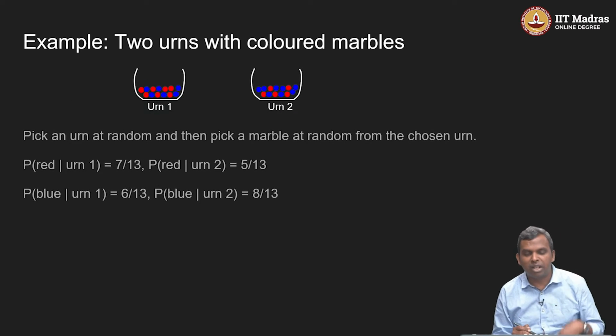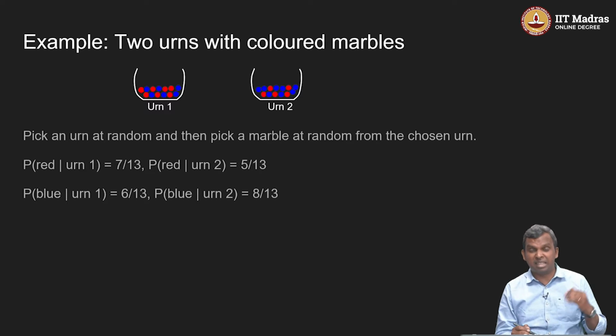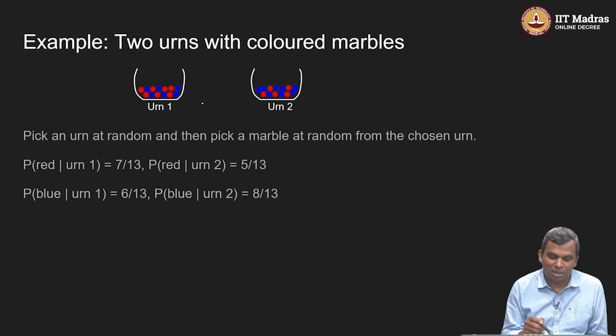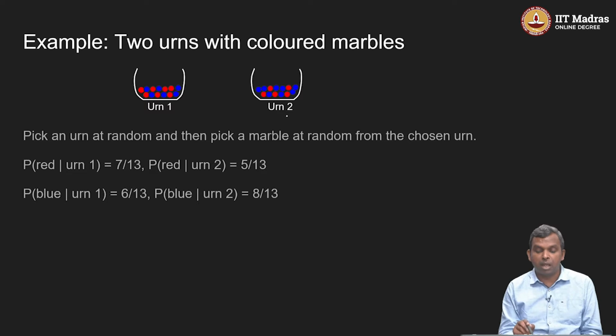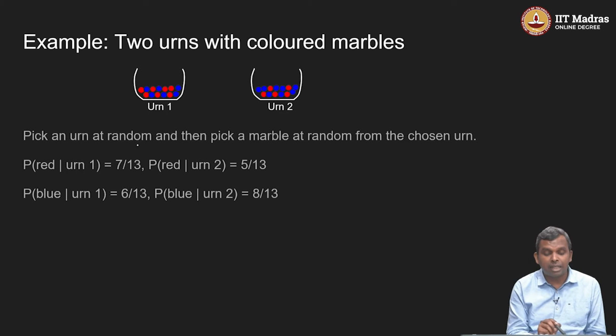Okay, a very nice example that one can give, a very simple two-step process, is these two urns with colored marbles. So instead of just blindly writing down, I thought I'll make a picture here with two urns and a bunch of red color marbles and blue color marbles. Okay, what is my experiment now? I'm going to pick an urn at random.